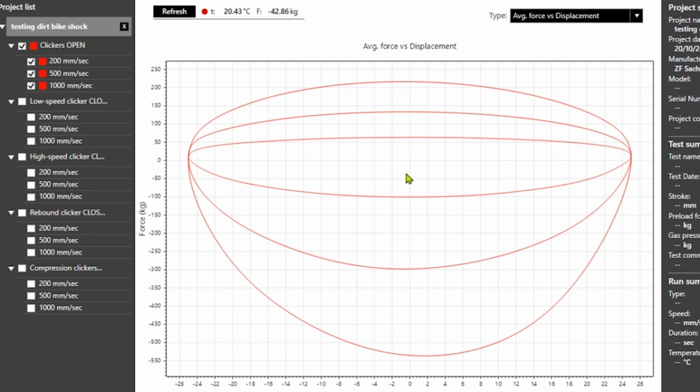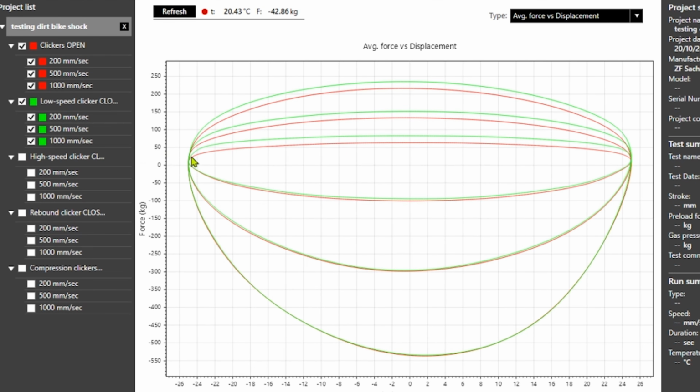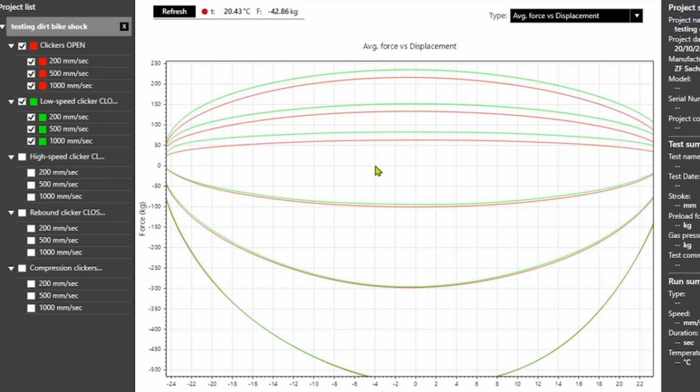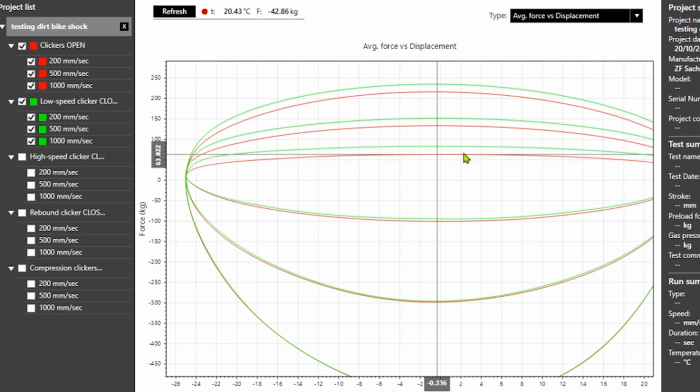So, looking at the results with the clickers fully open, it gives us an idea of the amount of damping the shock will generate. But the interesting part is when you compare different graphs to see how much things change according to the possible adjustments. If we select the test with a low speed compression damping clicker closed, we can already see quite a change.